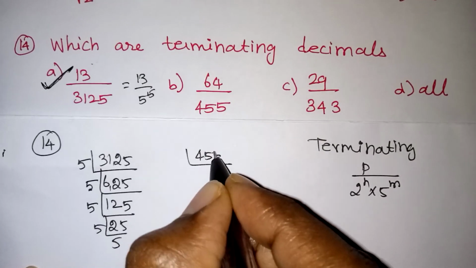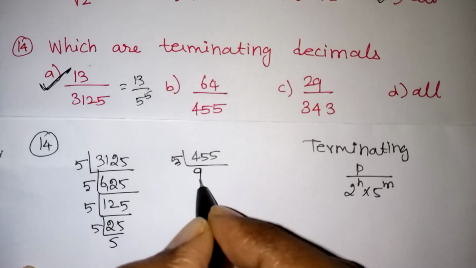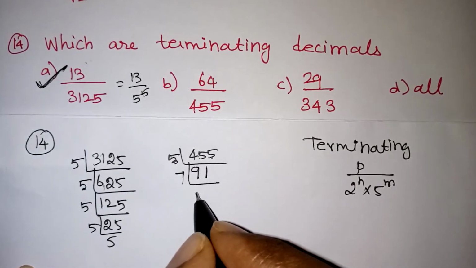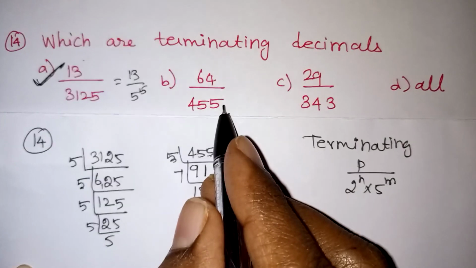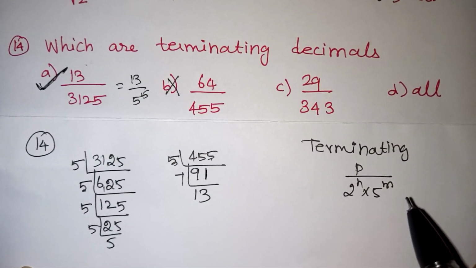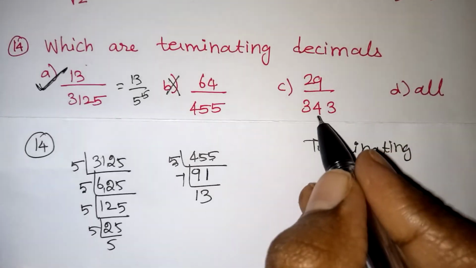455 we are taking. This will come in 5 table definitely. 5 9s are 45, this is 1 time. So this will be coming in only 7 table, 13 times. So 7 and 13 we are receiving as the denominator. Definitely it is not a terminating decimal. Only 2 and 5 are allowed. Any other number if you are getting, that is a non-terminating number only.